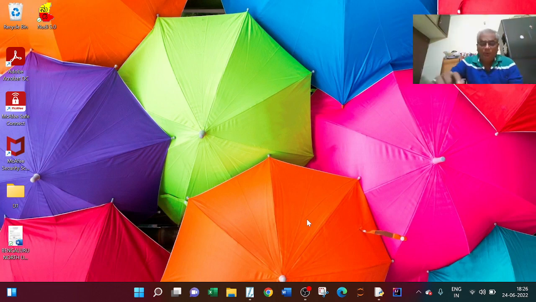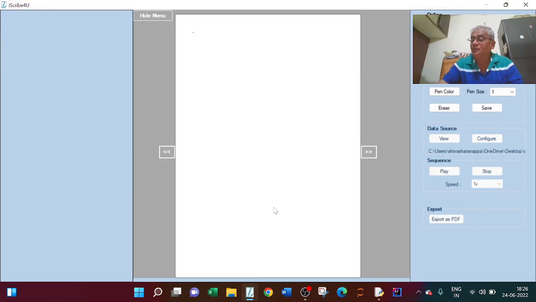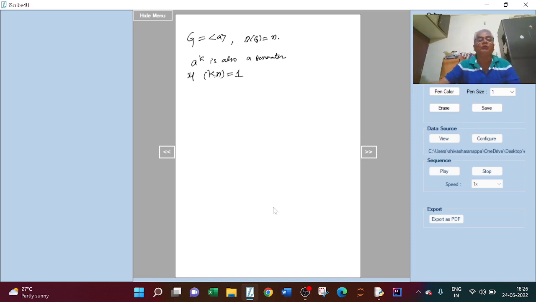Okay, suppose G is a cyclic group generated by some element a, and say the order of G is equal to n. Then a power of k is also a generator if gcd(k, n) is equal to 1.